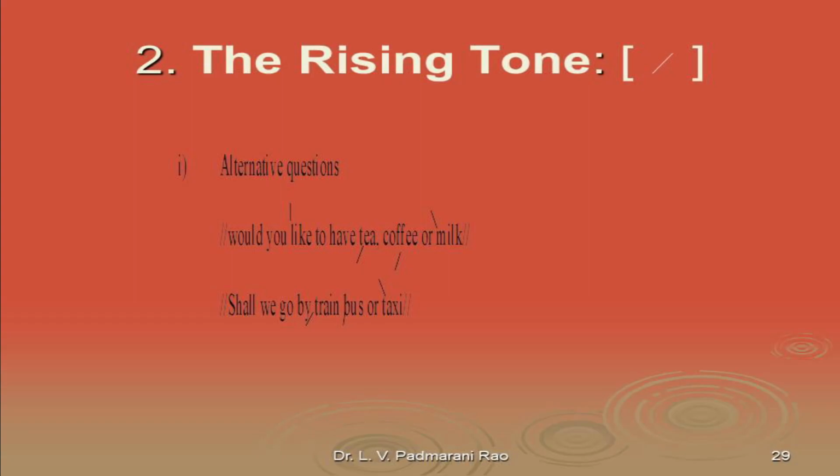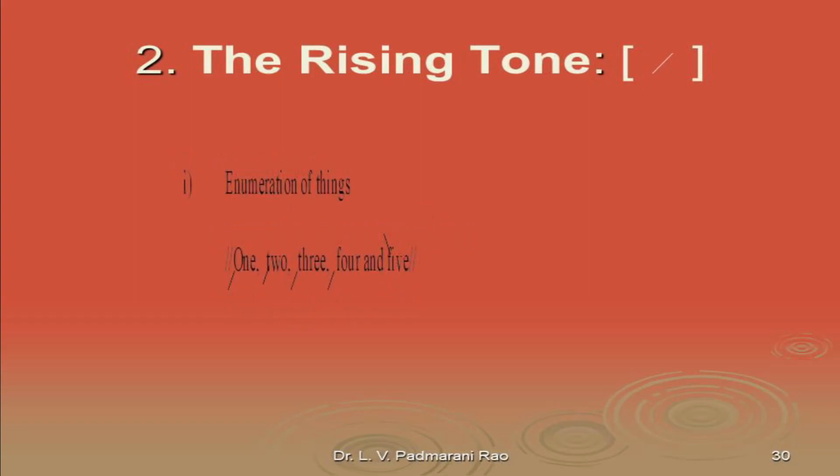Would you like to write with a pen, pencil, or a sketch? For sketch, we fall down. Pen, we rise. Pencil, we rise. Shall we go by walk, or auto, or a rickshaw, or a bus, or by tram? For tram, you fall down. For all the other alternatives that you're providing, you raise up. That's a very interesting place where the rising tone is received.